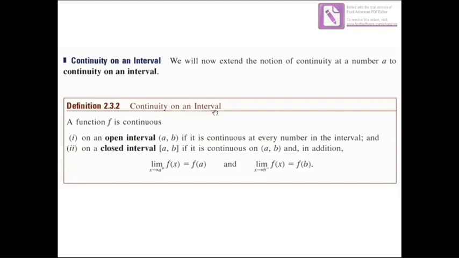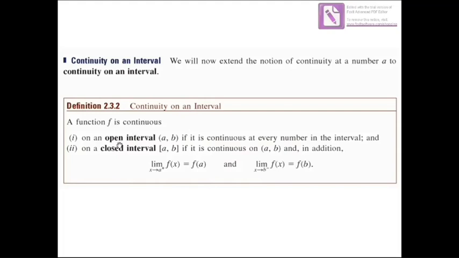Continuity on an interval. A function f is continuous on an open interval (a, b) if it is continuous at every number in the interval, and on a closed interval [a, b] if it is continuous on the open interval (a, b), and in addition the limit of f(x) when x approaches a from the right is equal to f(a), and the limit of f(x) when x approaches b from the left is equal to f(b).